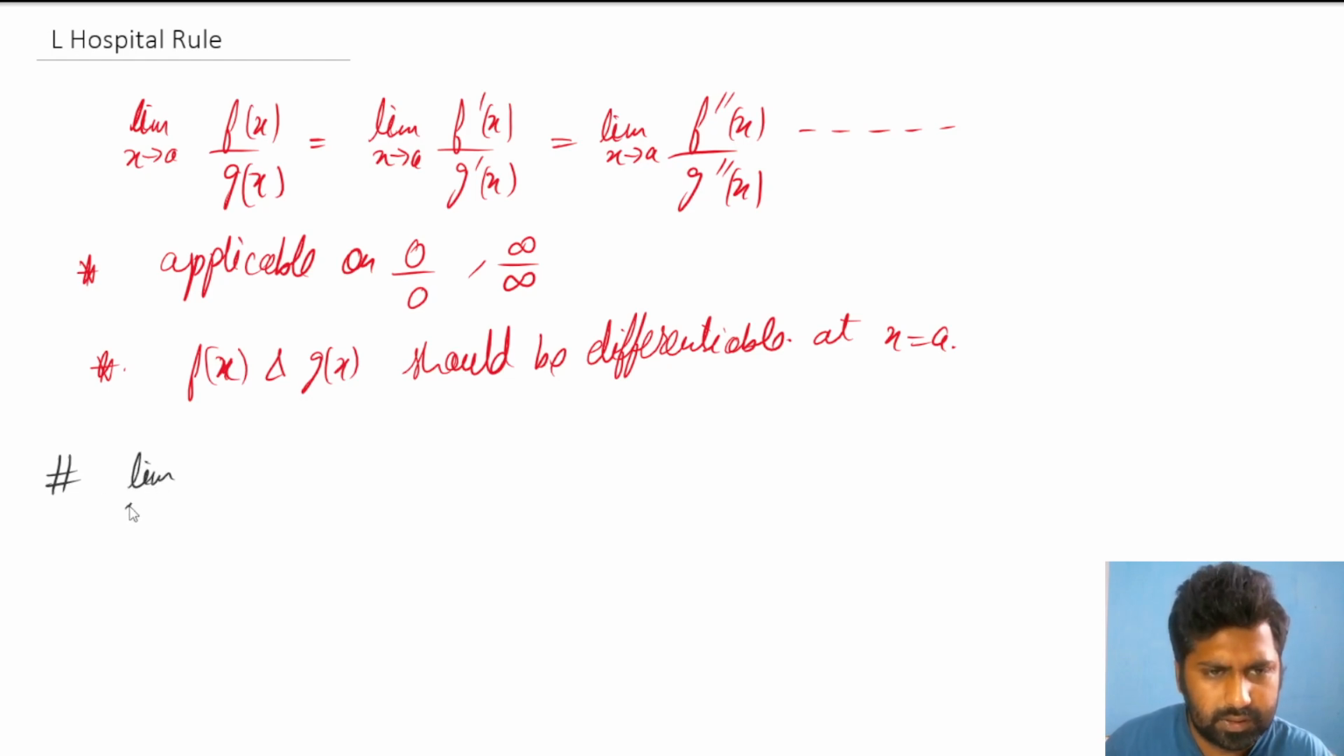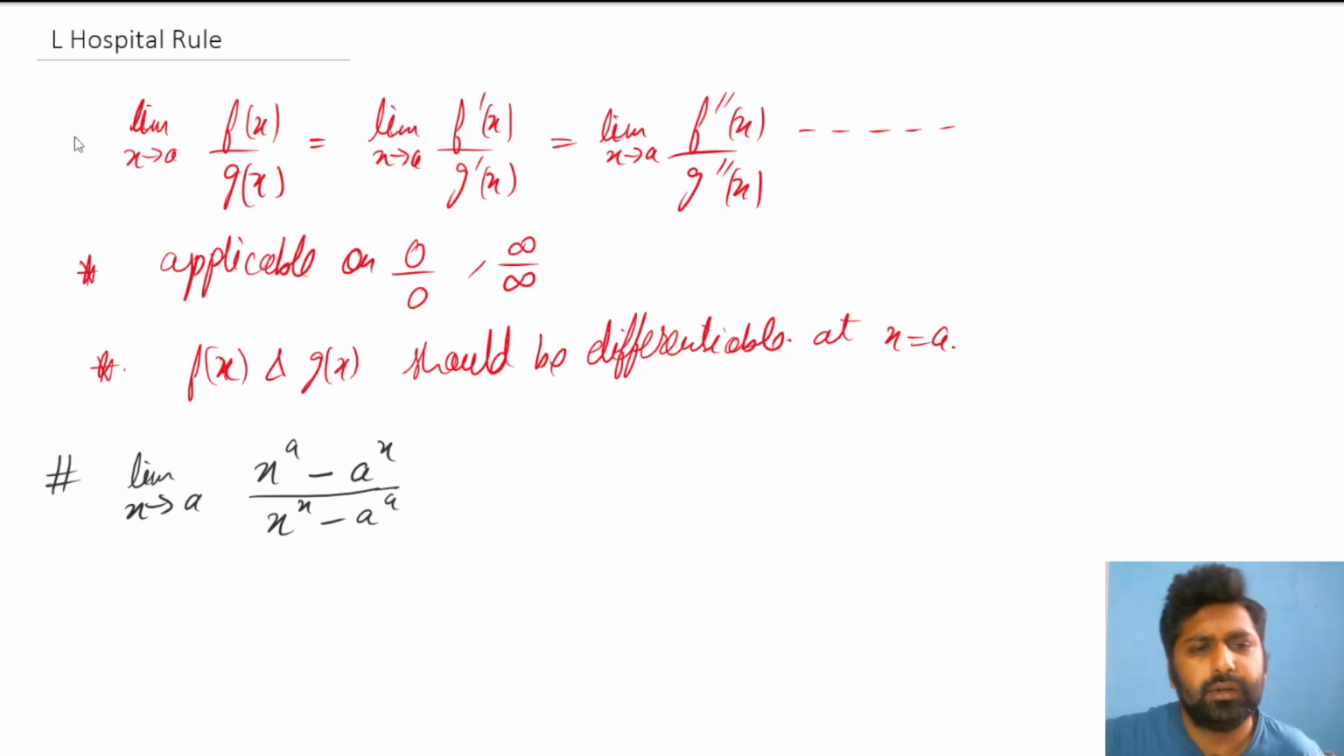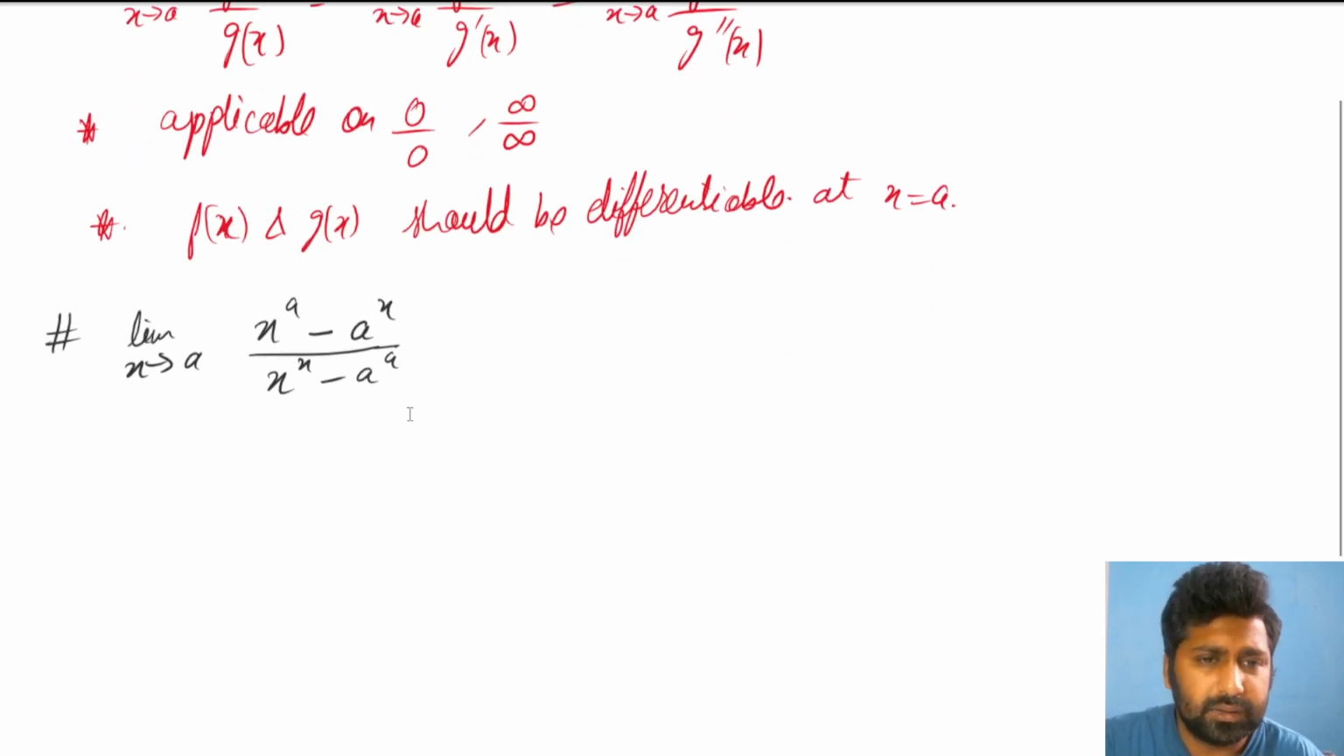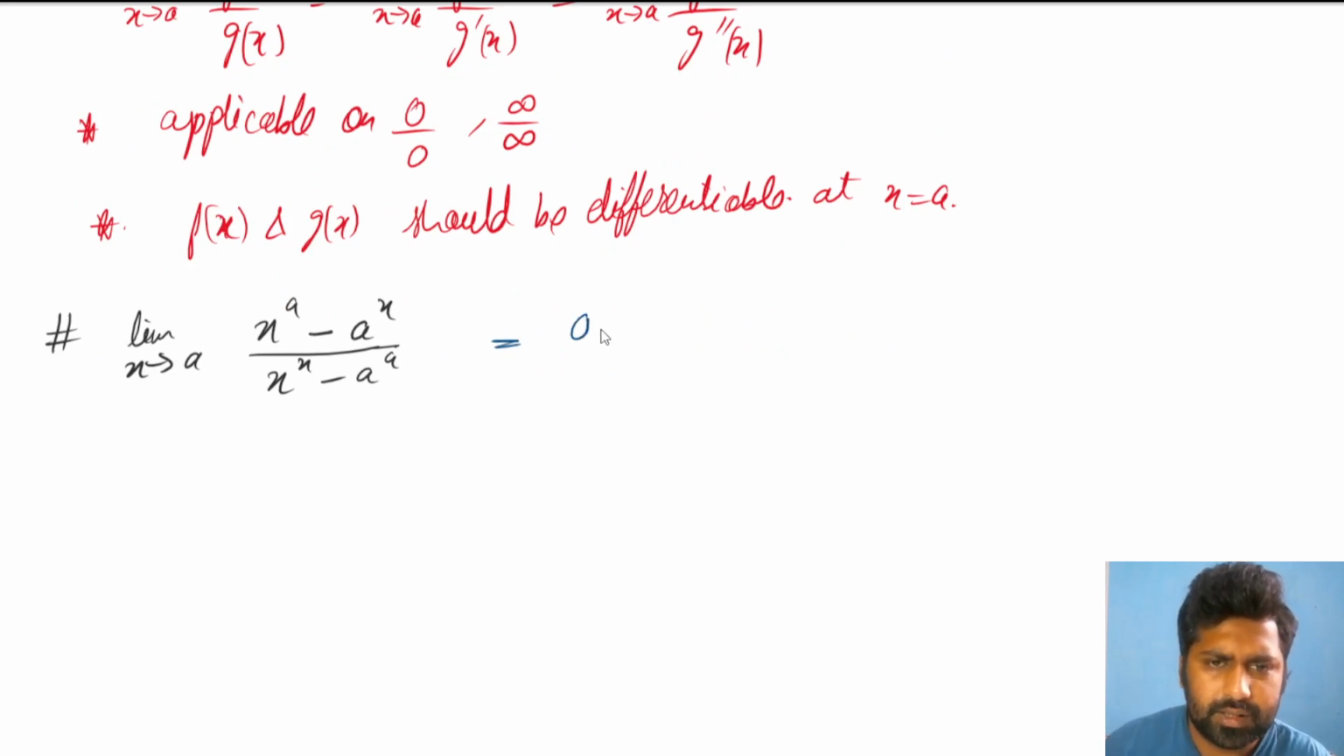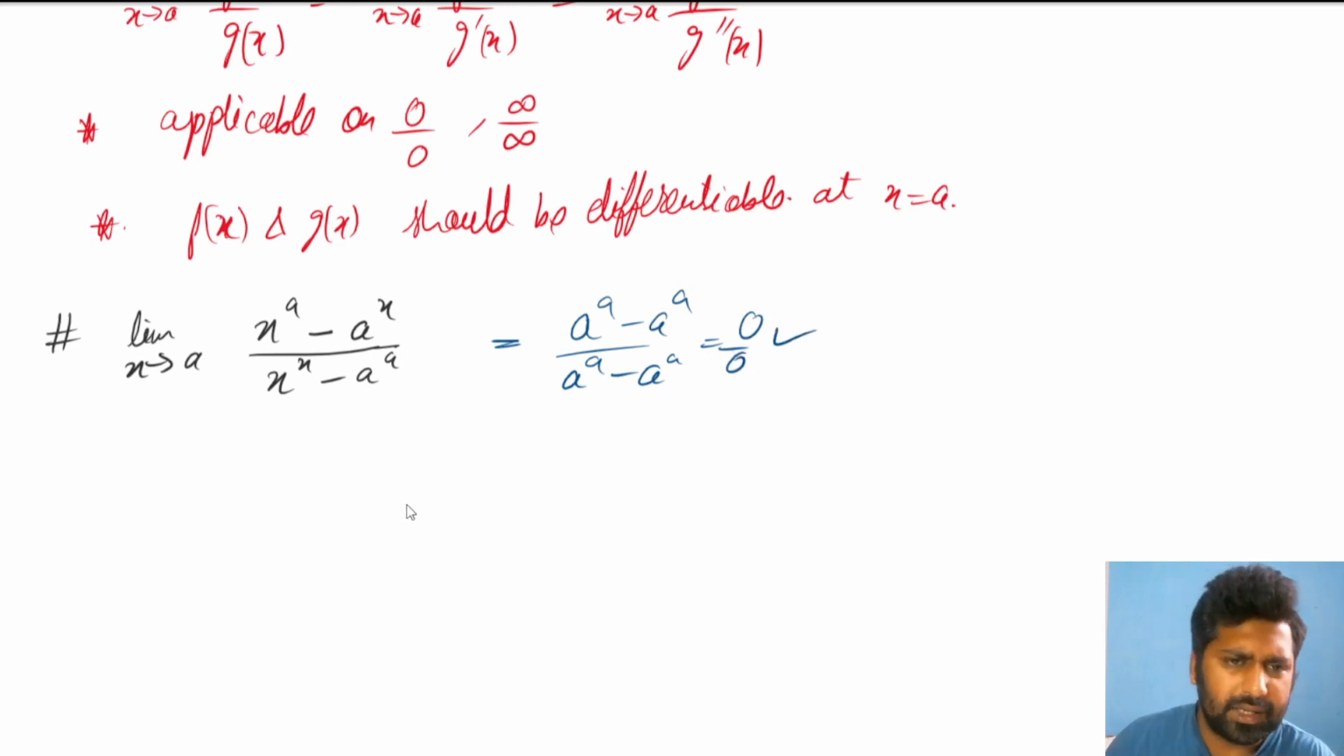Limit x tends to a of (x raised to power a minus a raised to power x) upon (x raised to power x minus a raised to power a). Okay. Now, if you look at this question, of course, solving it with the standard form is very typical. But what you can see is when we put x as a, the numerator becomes a raised to power a minus a raised to power a, and the denominator becomes also a raised to power a minus a raised to power a. So this becomes 0 by 0 form. So yes, L'Hopital is applicable. Okay. So we'll differentiate the numerator and the denominator.